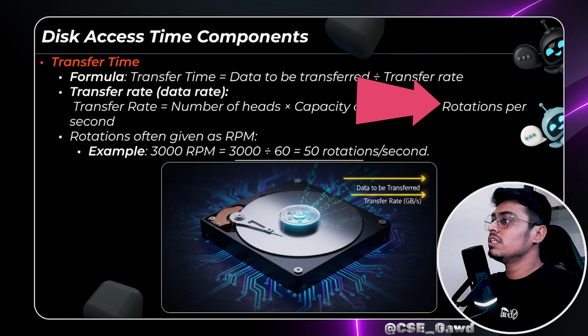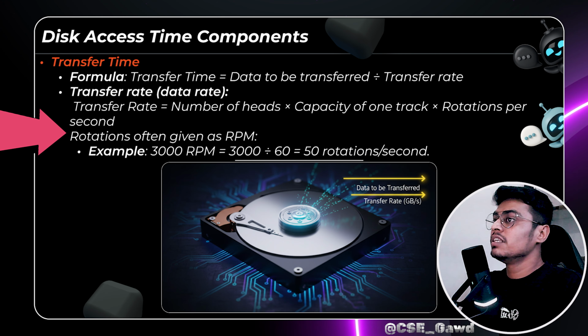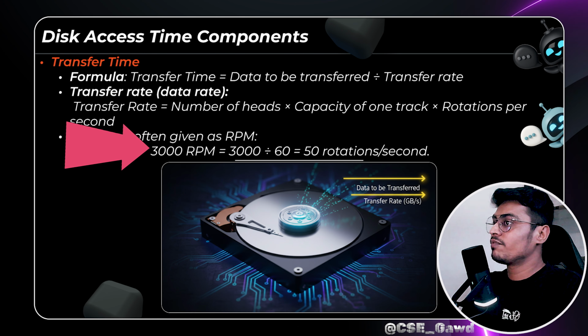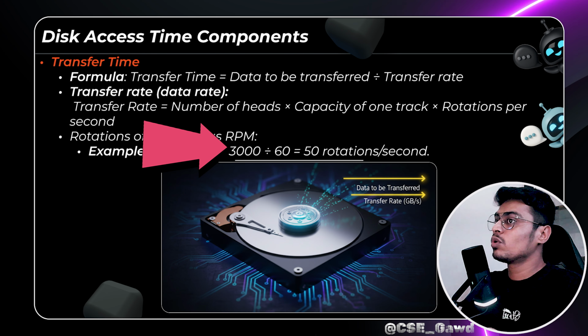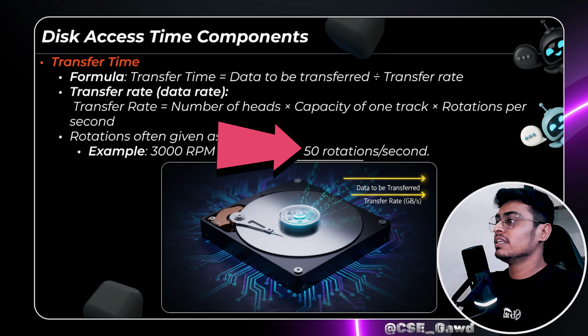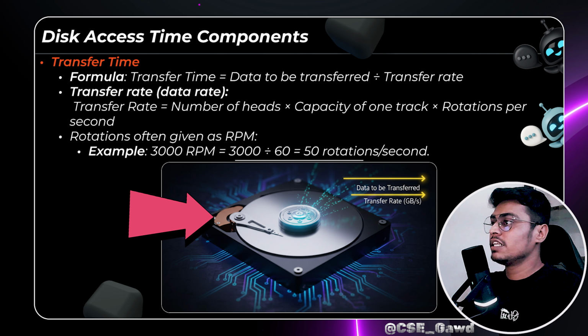Now the next one is number of rotations per second. This is often given as RPM, rotations per minute. If you get 3000 RPM, you divide by 60 to get rotations per second. 3000 divided by 60 is equal to 50 rotations per second. So that was all about the times in disk architecture.